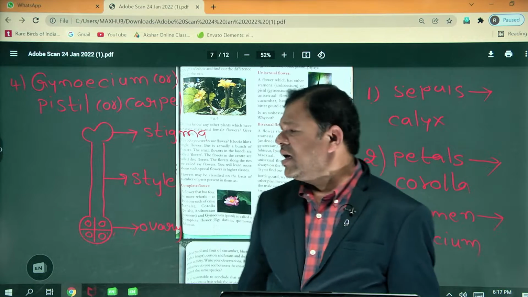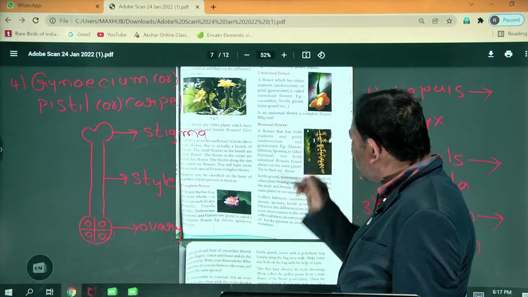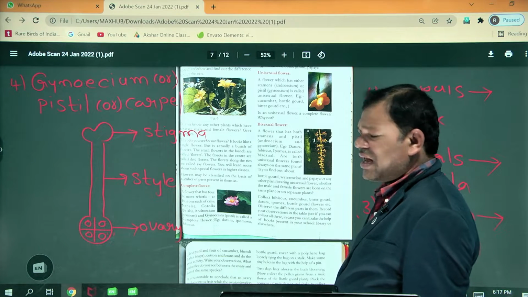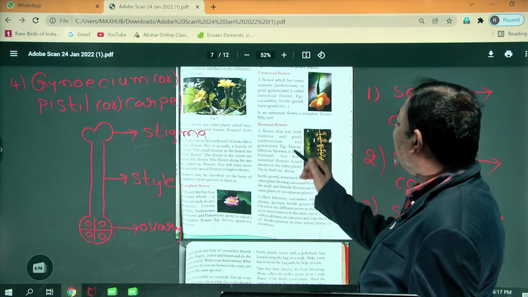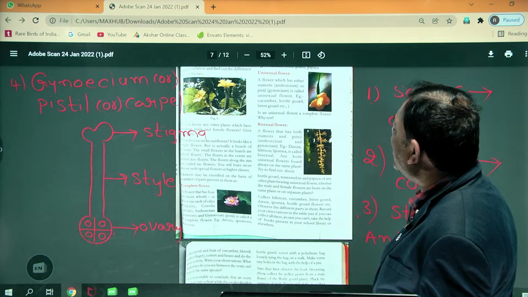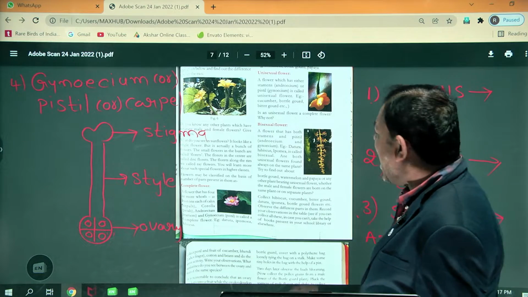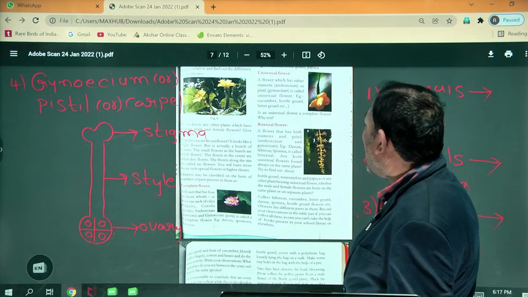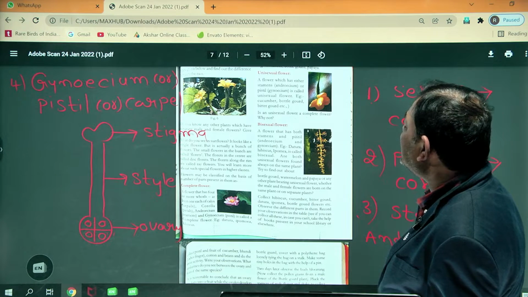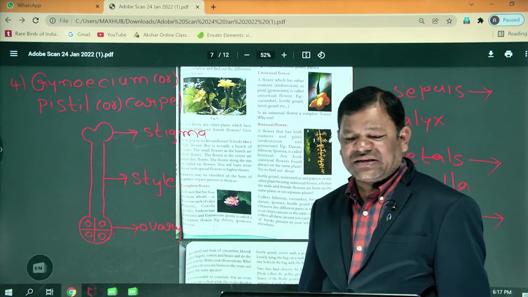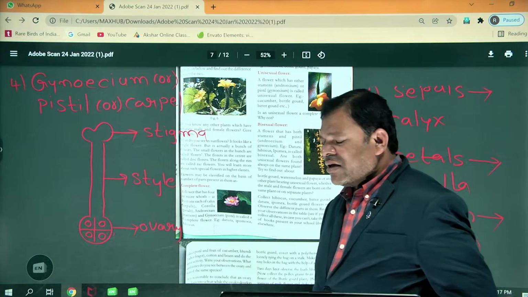Bisexual animal. Here you can see a flower that has both the stamens and pistil, like androecium and gynoecium, both are present. That is called bisexual flowers. Example, datura, hibiscus, ipomoea, these plants are known as bisexual flowers, bisexual plants. Is it clear? Yes, sir.